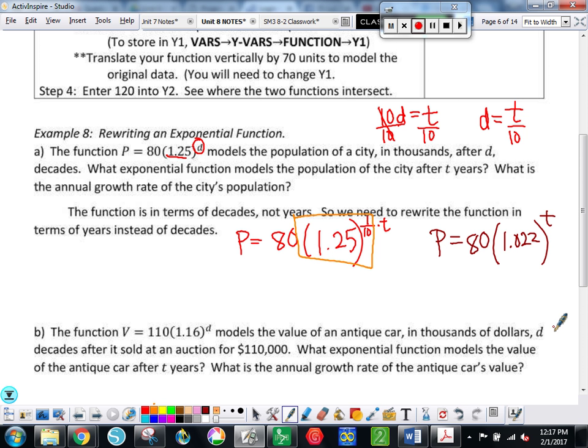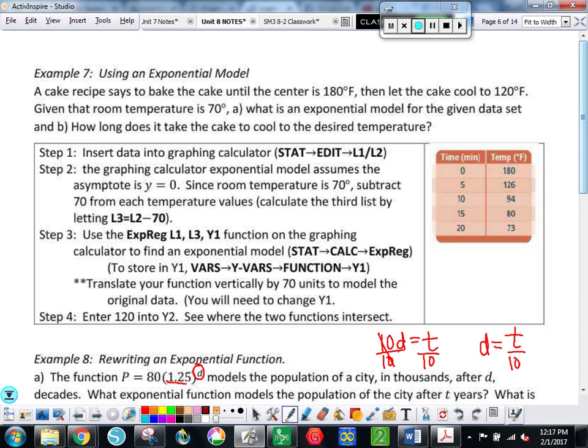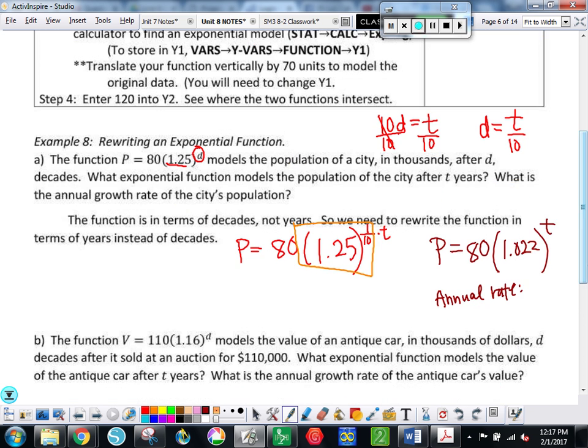That means my annual growth rate would be what? Remember the equation that we did yesterday that was A of t equals P times 1 plus r to the t, like that? And this is the growth rate. So if I have 1.022, what would my growth rate be? Would it be 1.022 or 2.2%? Questions on that?